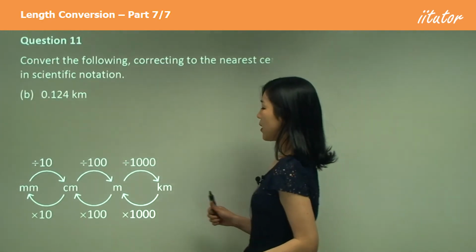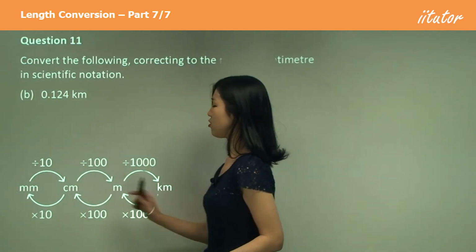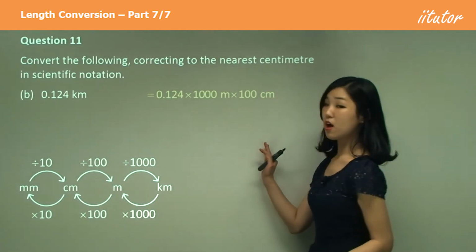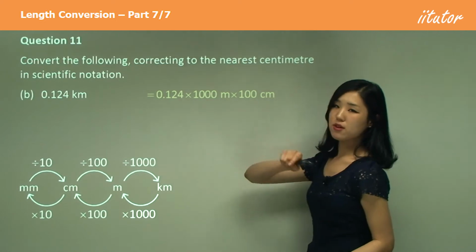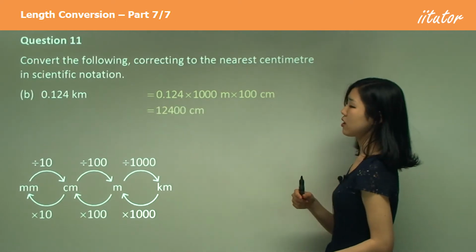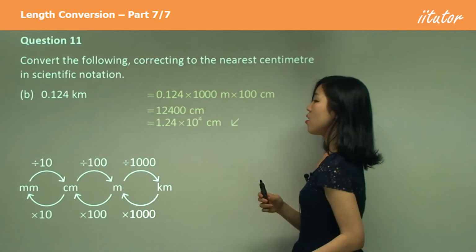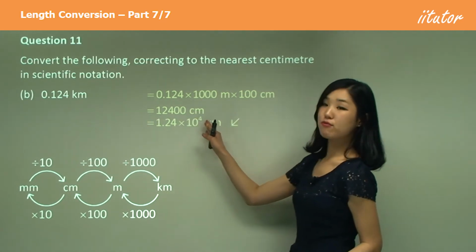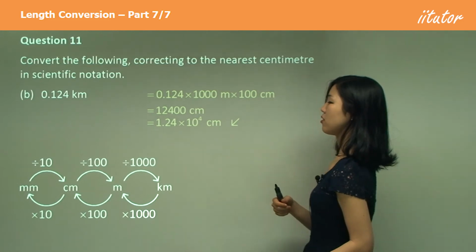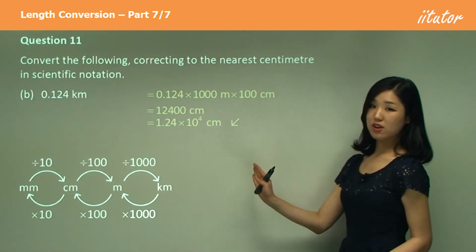Well, what I'm going to be doing is kilometres to centimetres, do the same thing, 1,000 times 100. And then watch out for where you put the decimal. It's going to be like that. You're going to get 2 zeros after the 4. If you put the decimal after the 1 there, we need to multiply 10 to the power of 4 to get back to the original spot. So that's my answer in scientific notation.